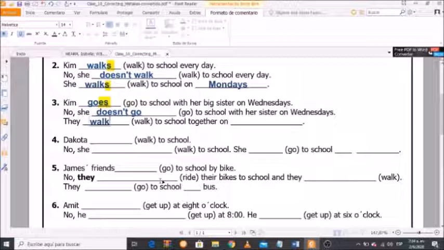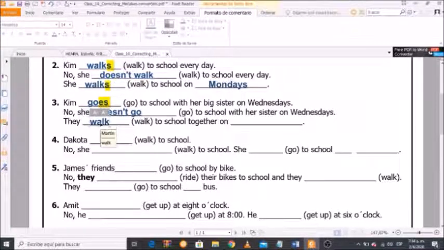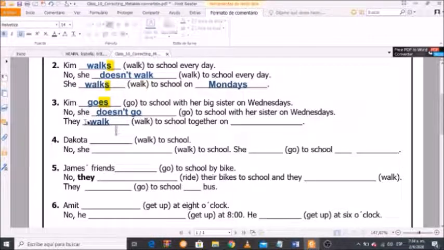And question here. ¿Tenemos que agregar una S en este caso? Pay attention to the subject of the sentence. The subject is they. So we don't add an S here. Cuidado acá porque nuestro sujeto es they. Y con they, con el pronombre they, no agregamos una S al verbo. So, they walk to school together on Mondays. Very good.